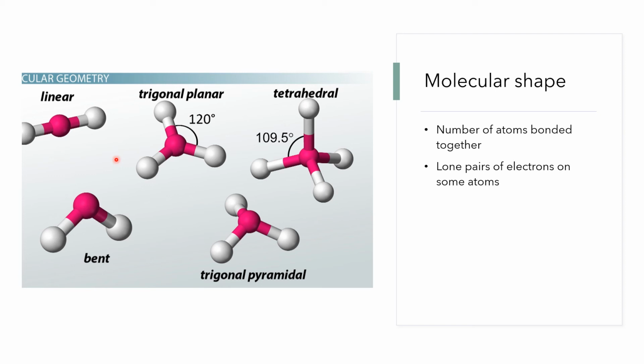Why does this happen? Because sometimes there's lone pairs of electrons on some of these atoms. So if we're looking here at water, there's electrons here and there's electrons here, so you can't have a straight line, they take up room. So you have to have a bent molecule in order to have space for the electrons that are over here.